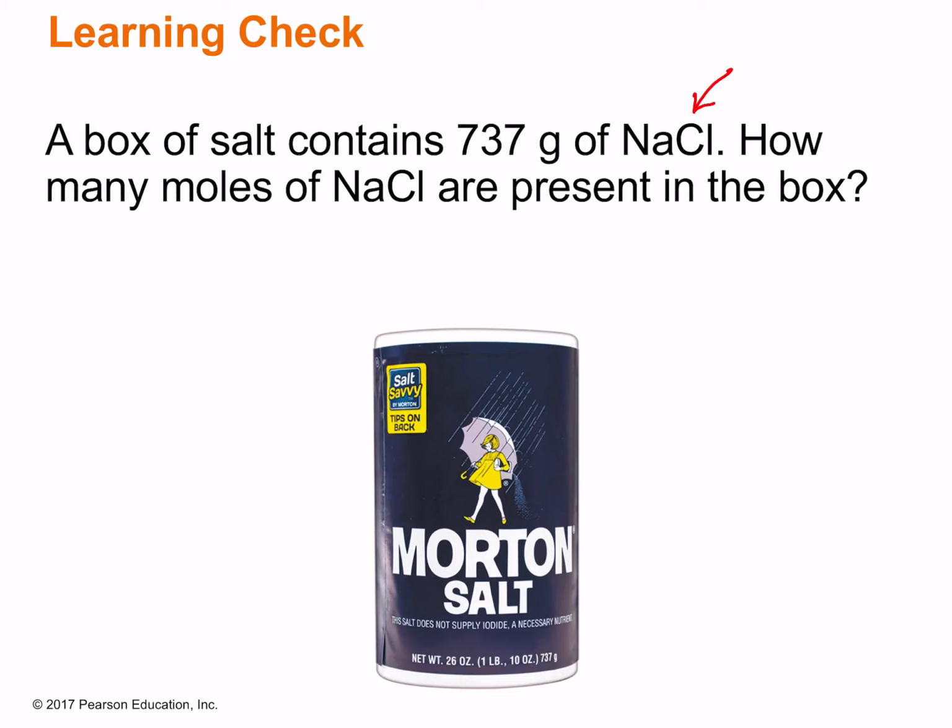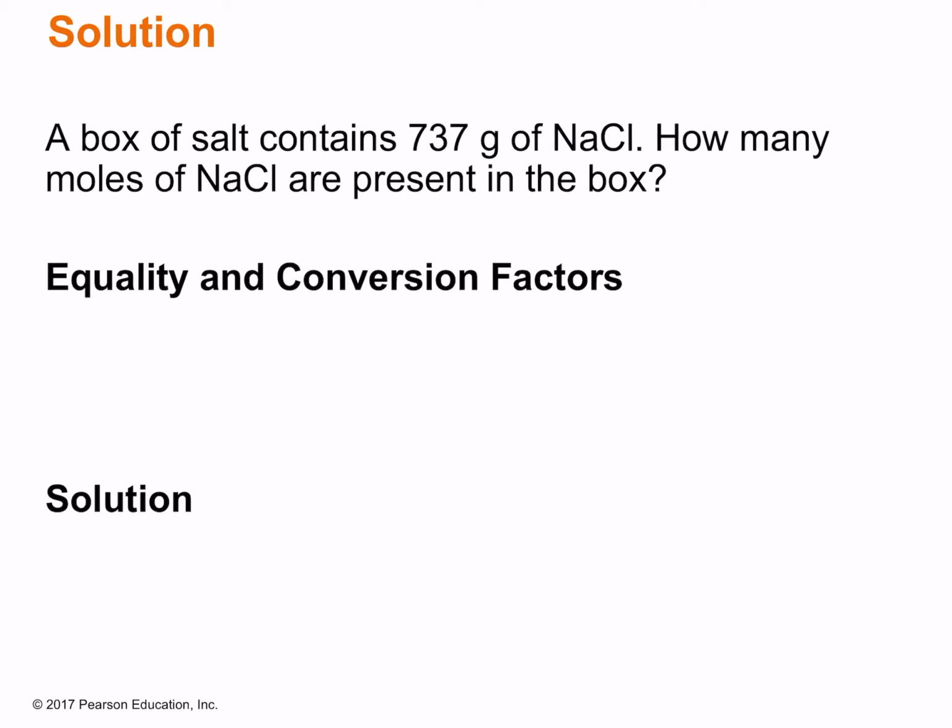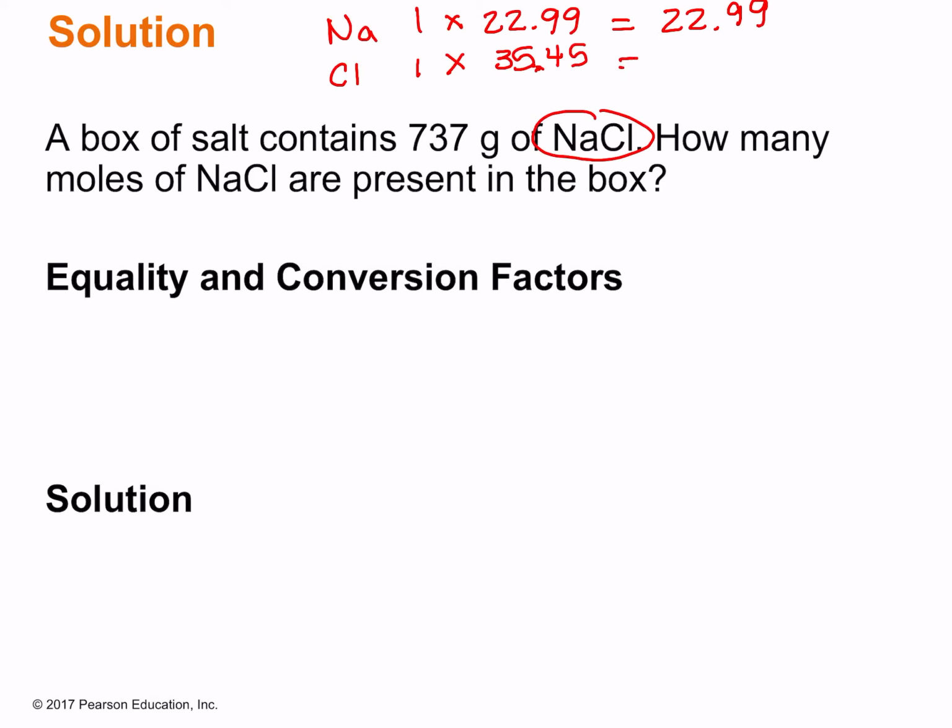It says a box of salt contains 737 grams of sodium chloride. How many moles of sodium chloride are present in the box? So we can go ahead and write our equality and our conversion factors. First we need to figure out the molar mass of sodium chloride. We have sodium, we have chlorine, 1 of each, and we multiply that by their masses on the periodic table. Since we're multiplying by 1, these stay the same. We can add those up, and we'll get 58.44 grams per mole.